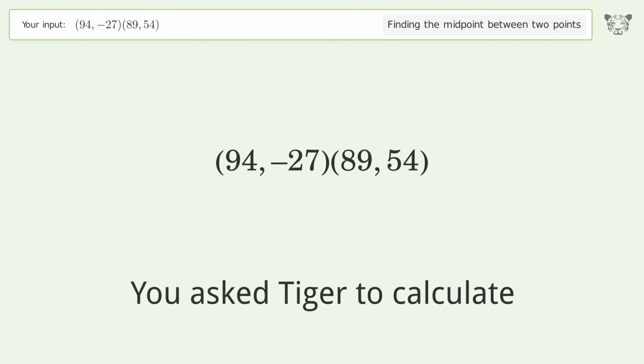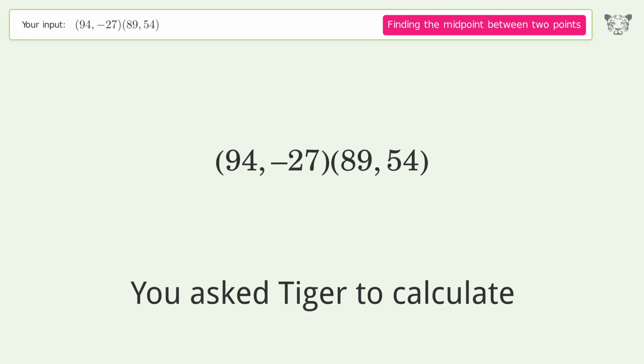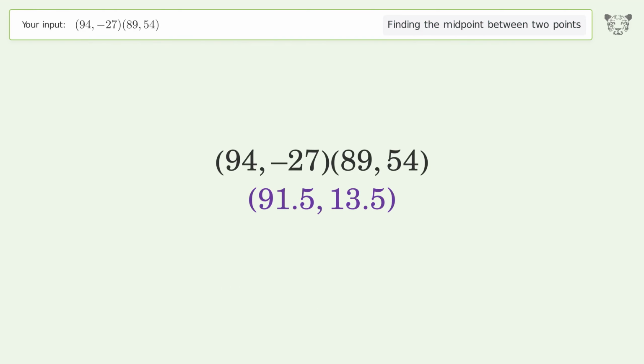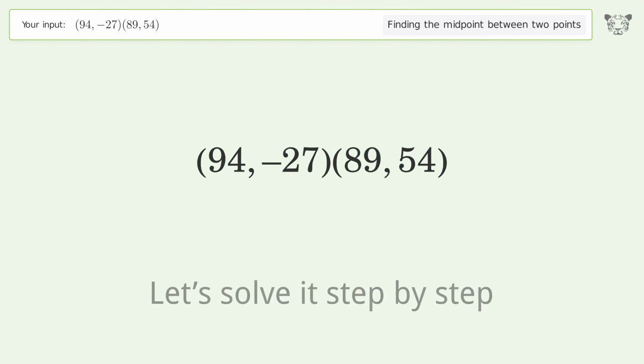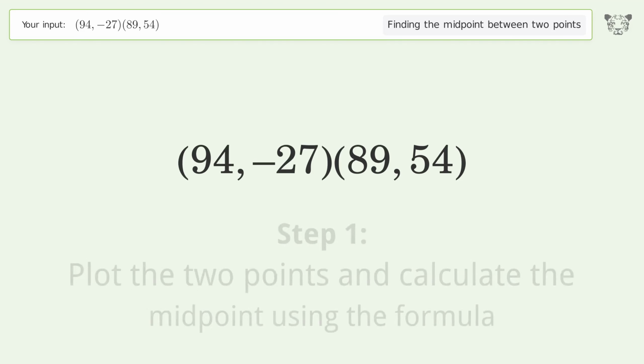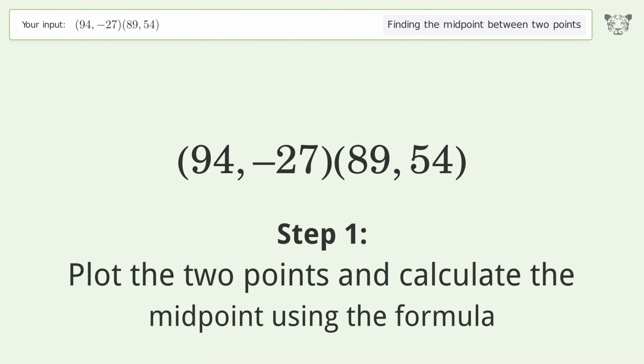You ask Tiger to calculate. This deals with finding the midpoint between 2 points. The midpoint between the 2 points is 91.5, 13.5. Let's solve it step by step. Plot the 2 points and calculate the midpoint using the formula.